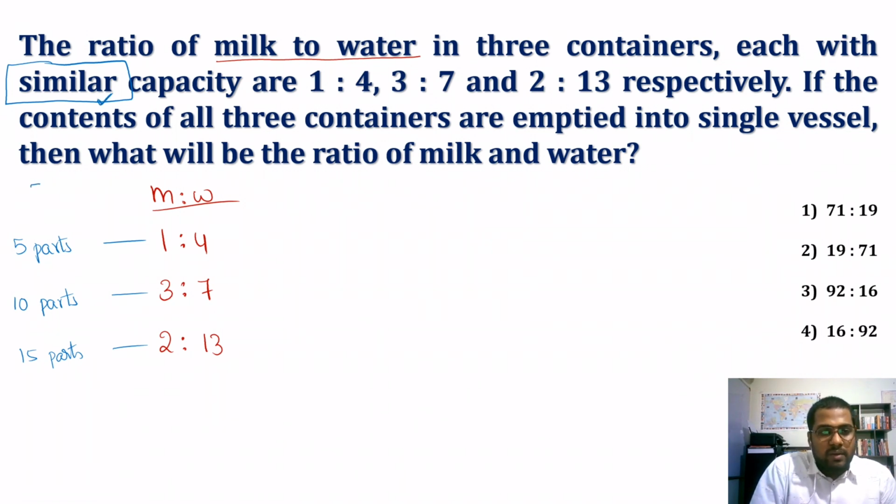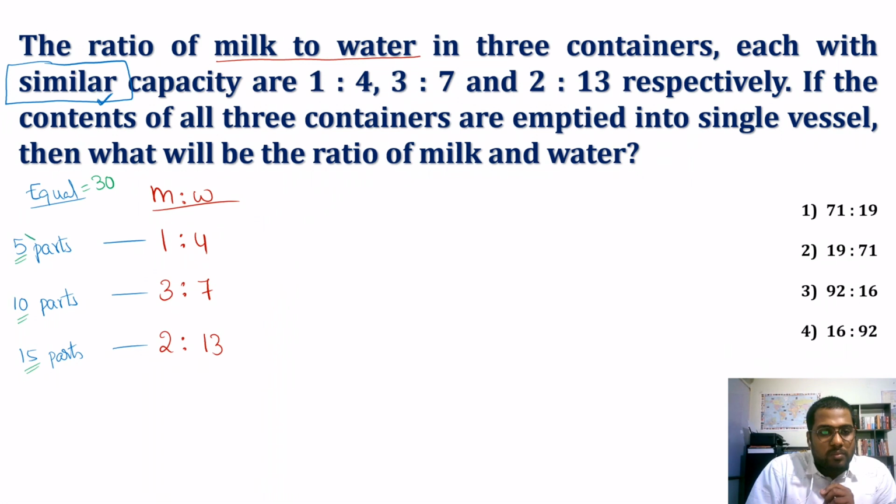If containers are having same capacity, make their capacities equal, make their volumes equal. How can you equate the volumes? Here you have 5 parts, here you have 10 parts, here you have 15 parts. Equate them to their LCM. The LCM of 5, 10, 15 is 30. Make sure the volume of each container is 30.